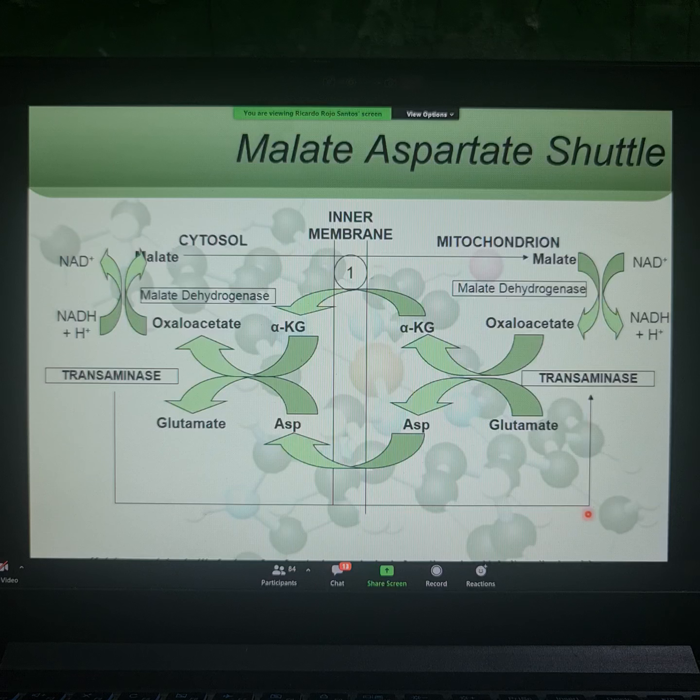And this malate aspartate shuttle is used by the kidney, by the liver, okay, to transport electrons from the cytosol to the mitochondria. Okay, so you have a number 2 enzyme transporter here, glutamate aspartate transporter.